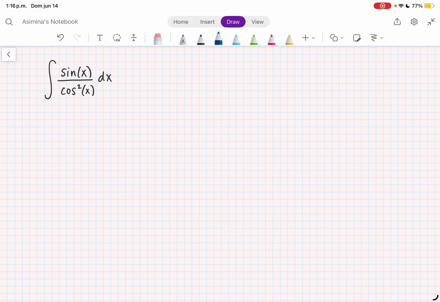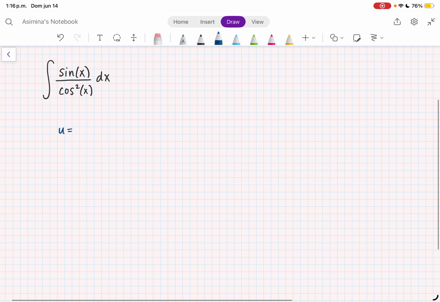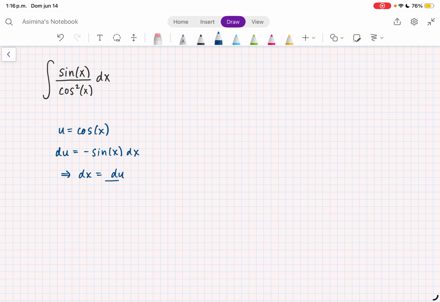So which one are we going to want to choose to be our u? Well, we see in the denominator we have cosine squared. So since this is the function that's raised to the power, this might be a good option for u. So we'll let u equal cosine of x. So then what is du? Well, the derivative of cosine is minus sine of x dx. And so this means that dx is equal to du divided by minus sine of x.